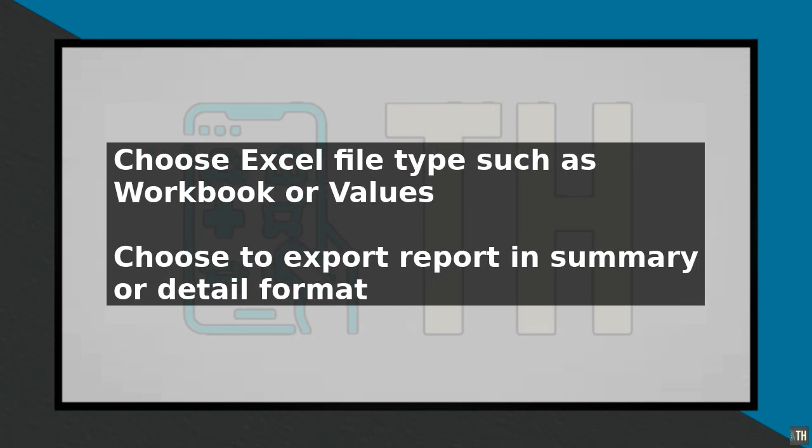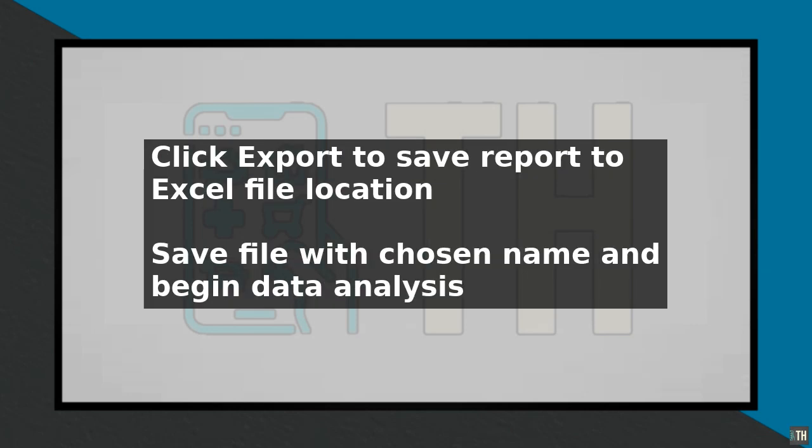You can also choose to export the report in a specific format, such as a summary or detail report. Click Export to save the report to an Excel file. You can choose the location where you want to save the file and give it a name. Once the export is complete, you can open the Excel file and begin analyzing and manipulating your QuickBooks data.